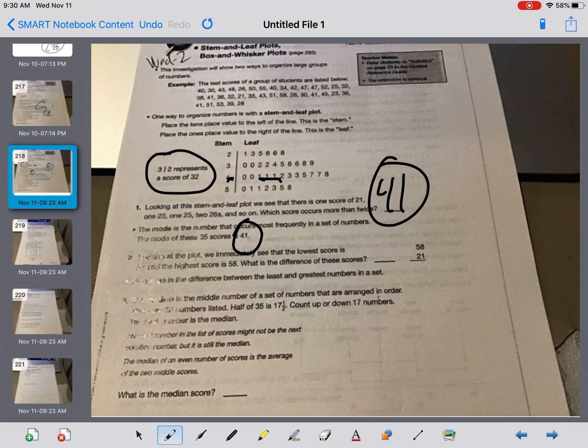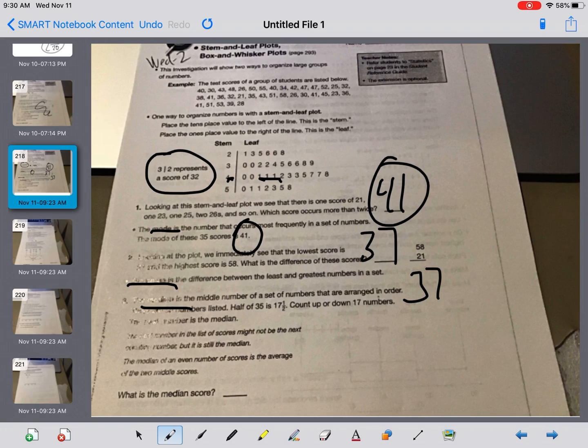Number 2, looking at the plot, we immediately see that the lowest score is 21, the highest score is 58. What is the difference in these scores? So I got a place to do my math here. 8 minus 1 is 7, 5 minus 2 is 3, so my answer is 37. The range is the difference between the least and the greatest number. Sorry that didn't print very well, guys. You can obviously see it on your own piece of paper, but you're getting your definitions, mode, range, things like that.